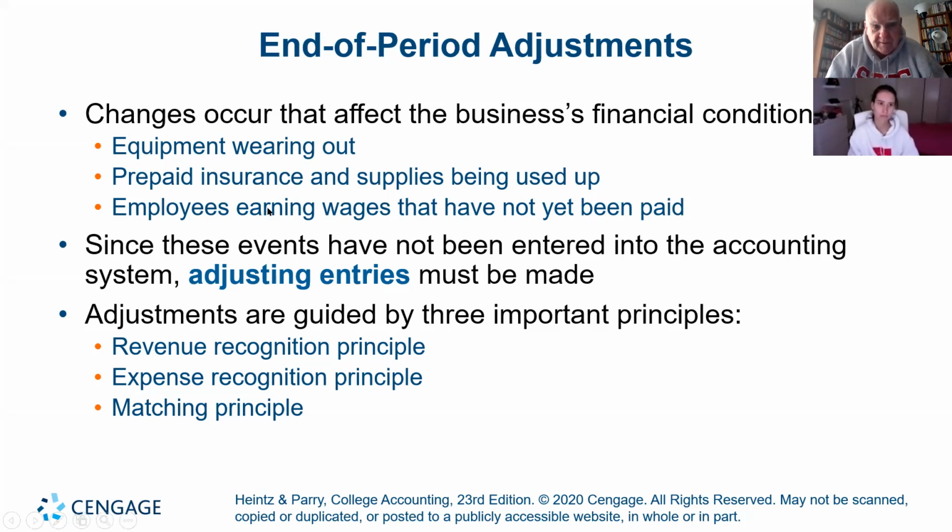We have these prepaid accounts, prepaid insurance. We bought an insurance policy in December that covers the following year. So when we bought that policy in December, we don't have any insurance yet. That policy doesn't start till January 1st. So we put it into an account called prepaid insurance, which is an asset account. And during the following year, every month, we have to reduce the use of that asset by recording it as an expense.